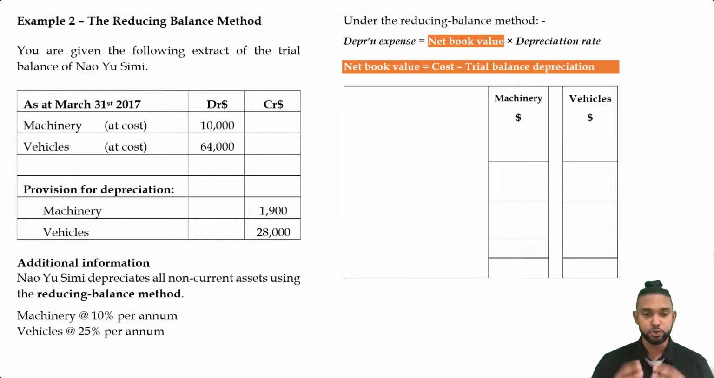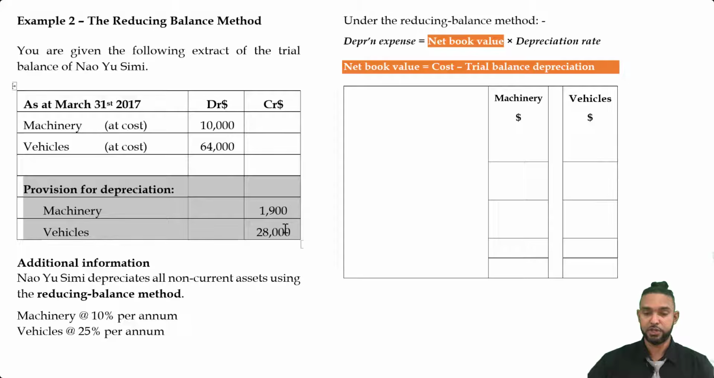Okay, so this is example 2 showing the reducing balance method of depreciation. So we are given the following extract of the trial balance of Now You See Me as at 31st March 2017. So we have two assets, machinery and vehicles at cost.